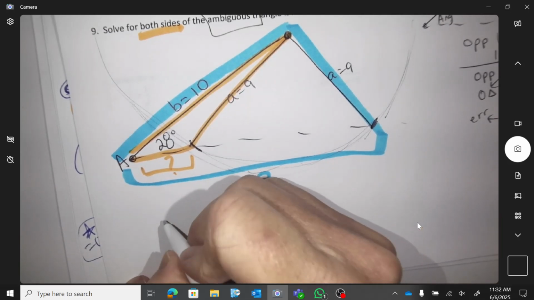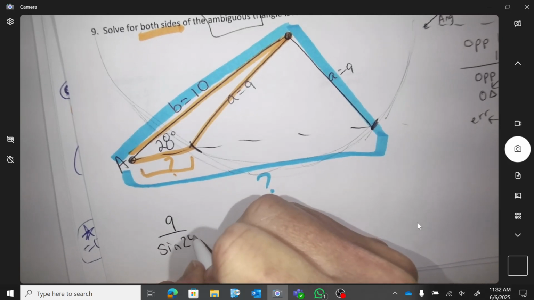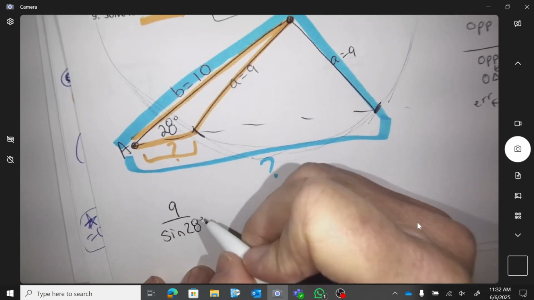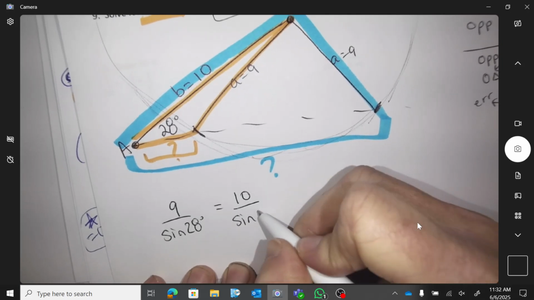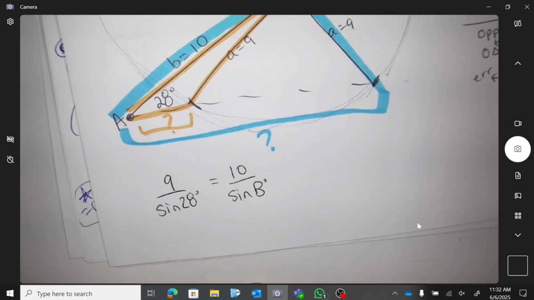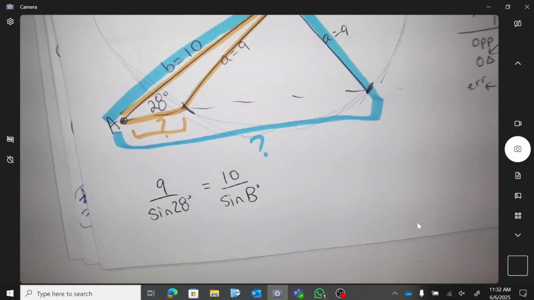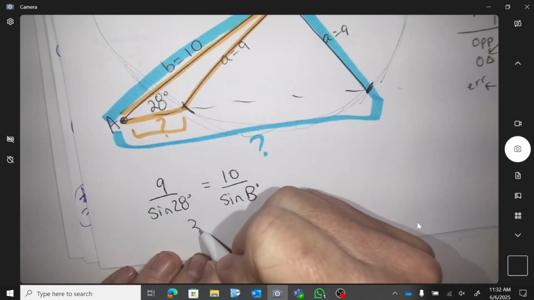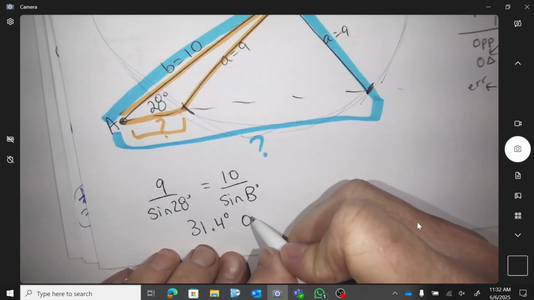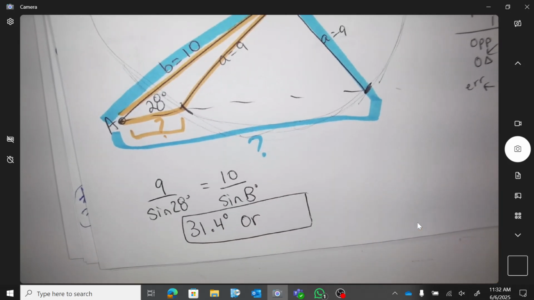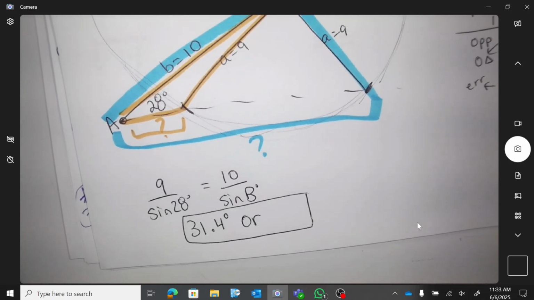Okay, so I'm going to go like this. 9 over sine 28 equals 10 over sine B. So pair, pair. Okay, from here on out, everything's going to have two options because there's two triangles. So we have to have two things for every angle B, angle C, and side C, right?